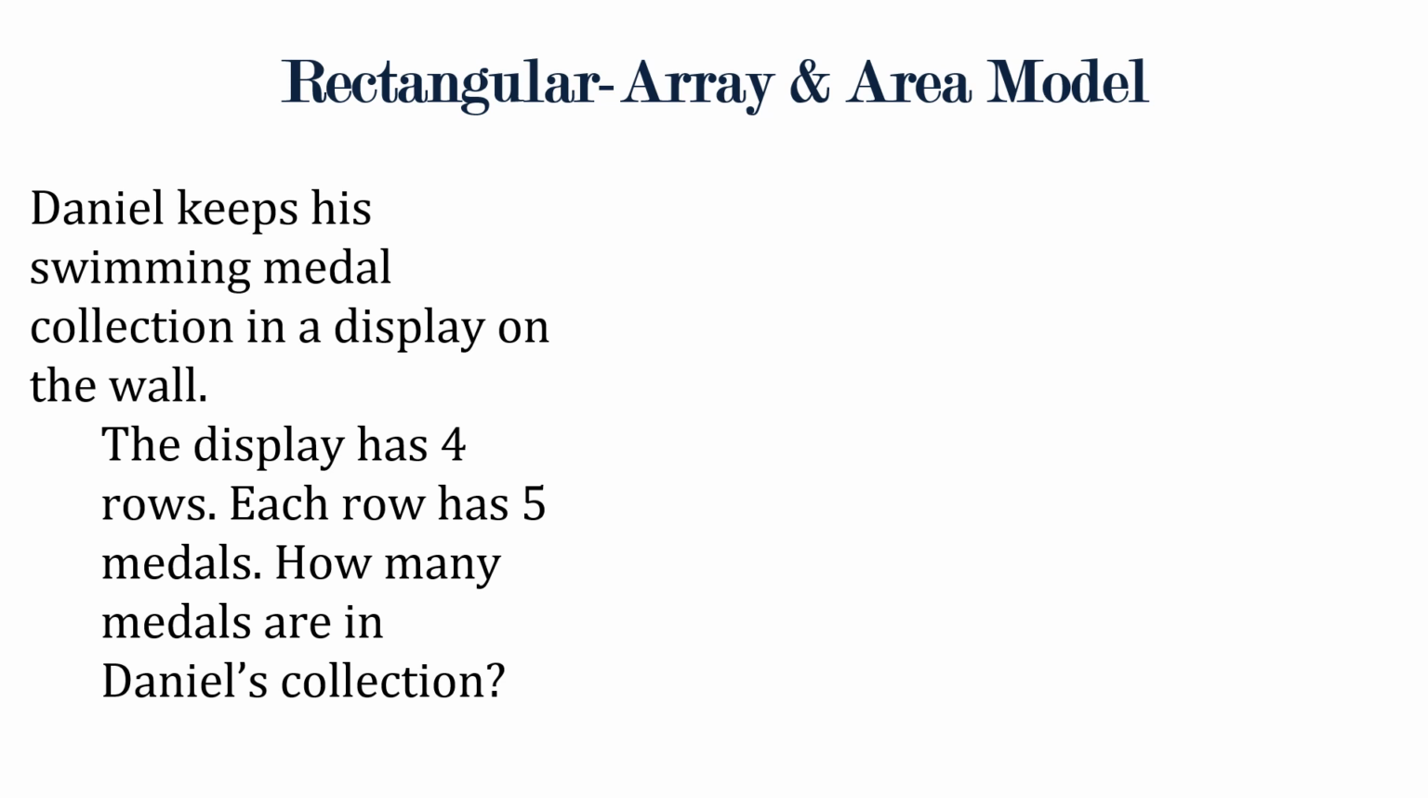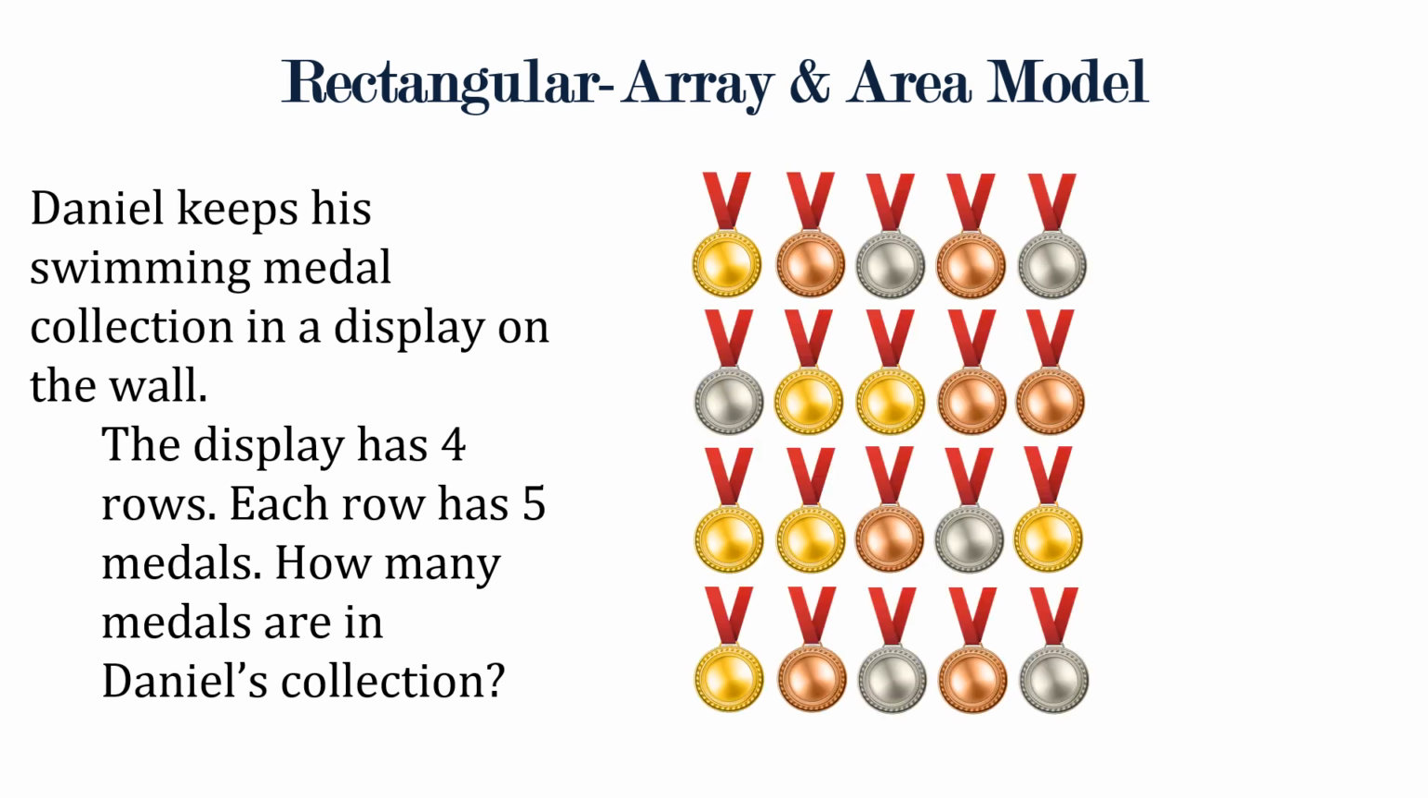In this example, I said, Daniel keeps his swimming medal collection in a display on the wall. The display has 4 rows. Each row has 5 medals. How many medals are in Daniel's collection? All right, so I made this little array.